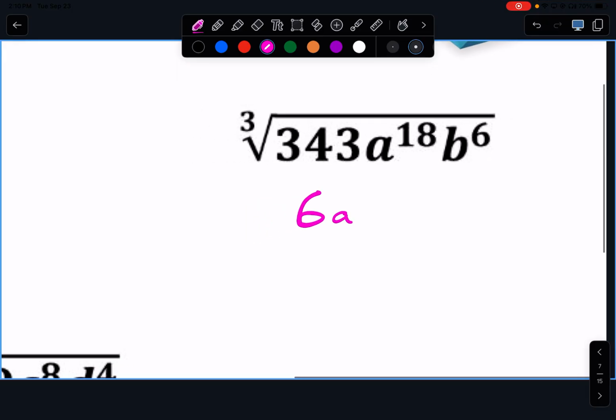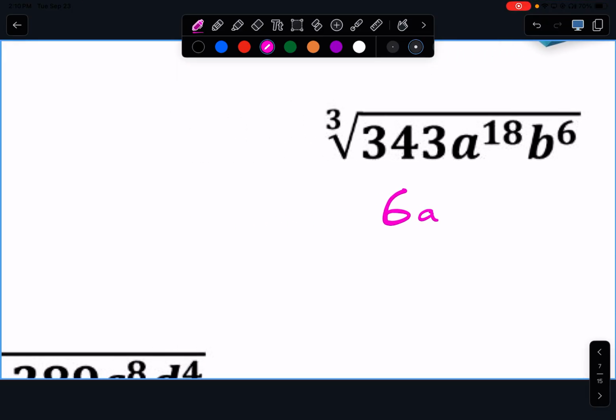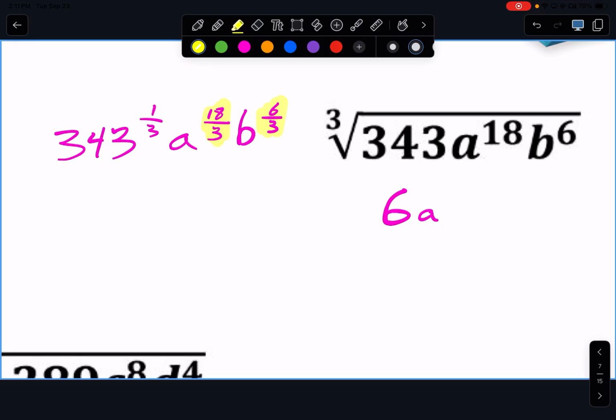Okay, I'm going to rewrite this. This is where I wanted to show you this a little bit more, okay? So I'm going to rewrite this right here. This is 343 to the 1/3 power. Okay, writing it to the 1/3 power is the same as the cube root. So then I can also do this. This is a to the 18 over 3. Okay, and this is b to the 6 over 3. Now, these guys right here are just fractions that you've been simplifying since you were in like 5th grade. 18 over 3 can simplify to what, Gus? 6. So that's going to be a to the 6th. B simplifies to what? The 6 over 3 simplifies to 2.